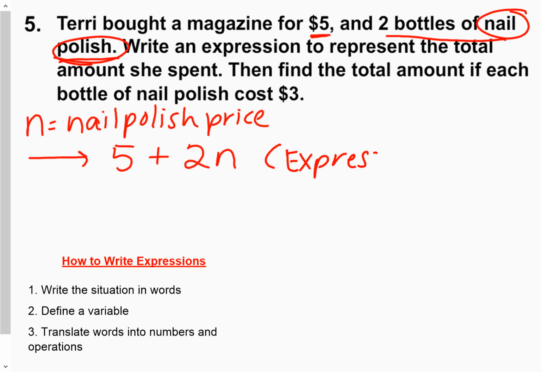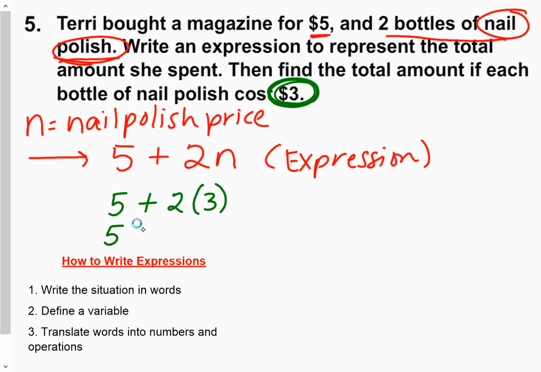Now, we want to substitute what we do know. We do know now that the cost of the nail polish is $3. So all we're going to do is substitute. So 5 plus 2 times 3. Order of operations tells us to do multiplication first. So 2 times 3 is 6. And that equals $11 altogether. So altogether, Terry spent $11.